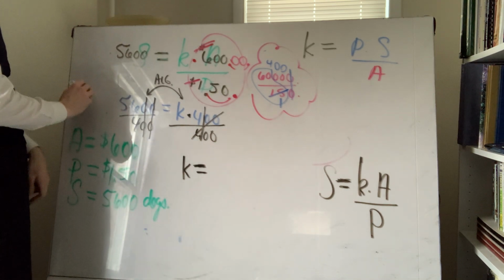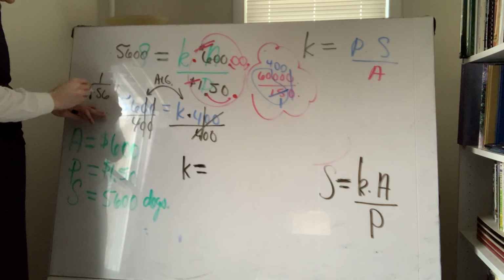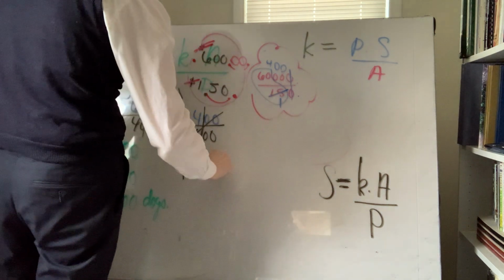56 divided by 4. 4 goes into 5 one time with 1 left over. 4 goes into 16 exactly, 4 times. That means that K is 14.